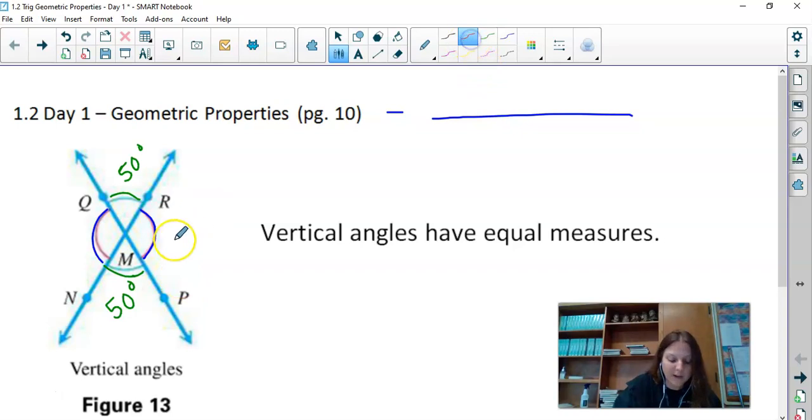You could also find out the measure of the other angle by knowing the fact that this is 180 degrees. It's a line, if you're just looking at this one side of the angle. So you could take 180 minus 50, and that would mean this angle is 130, which means that the other angle over here would be 130 as well. So those are your vertical angles, and vertical angles are congruent.